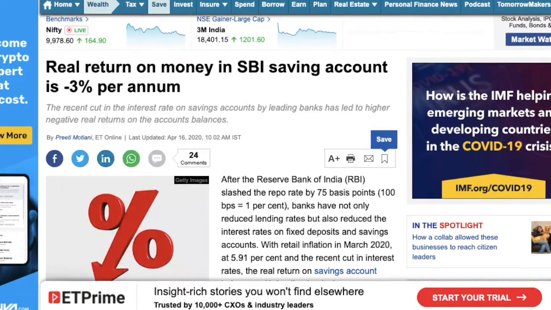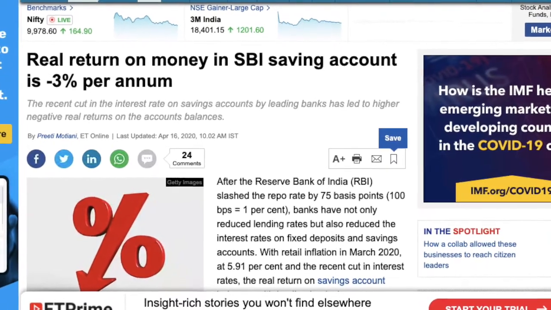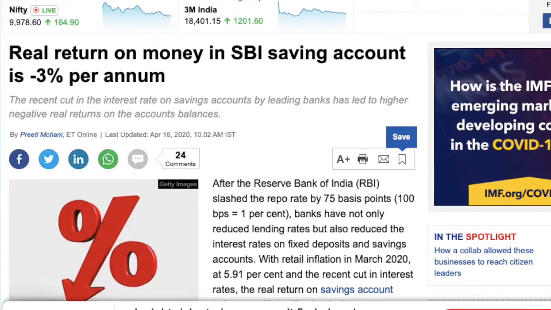Do you know that if you're keeping money in a saving account, then you are actually losing your money? Don't believe me? Look at this recent article from Economic Times. It says, real return on money in SBI saving account is minus 3% per annum. How can the returns from a saving account be negative?